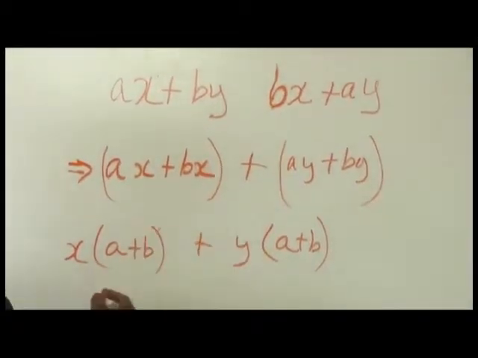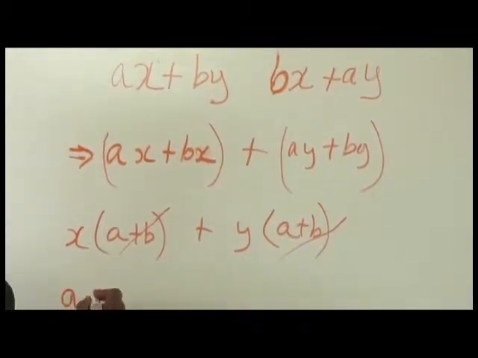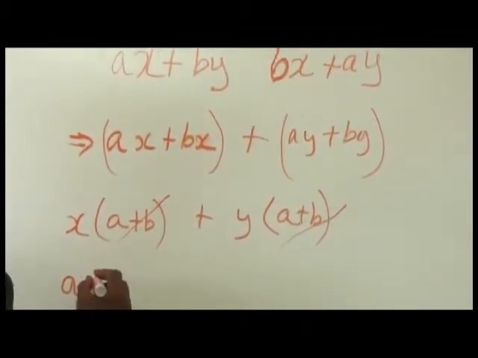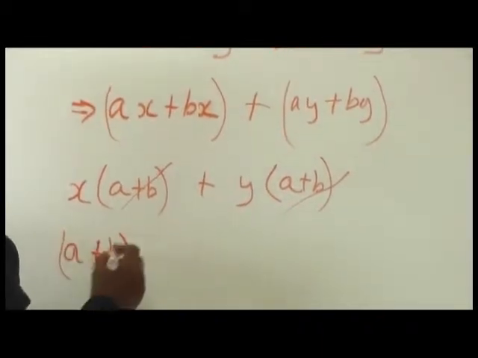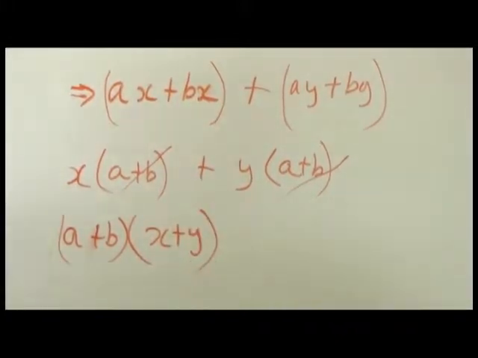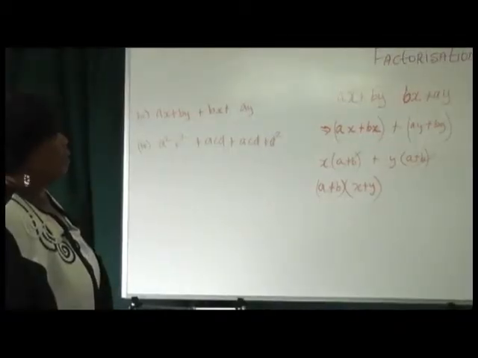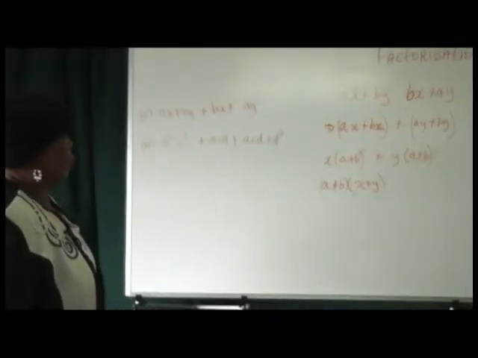So once we have done that, taking away a plus b, what we're left with here is just x plus y, and we put them in a bracket, and that is the answer. So for 4 terms we should be getting 2 brackets. And let us look at the last one with this type now. So this is our rule, and it is following the distributive law.